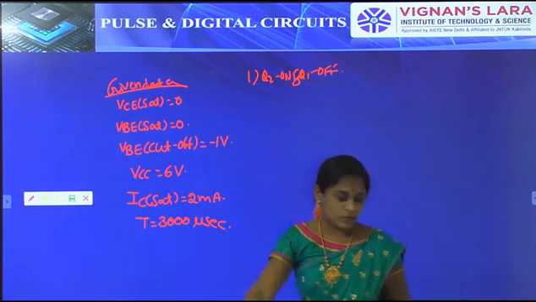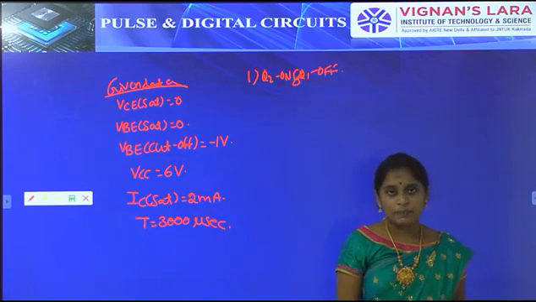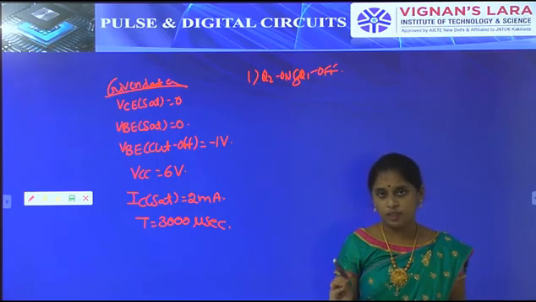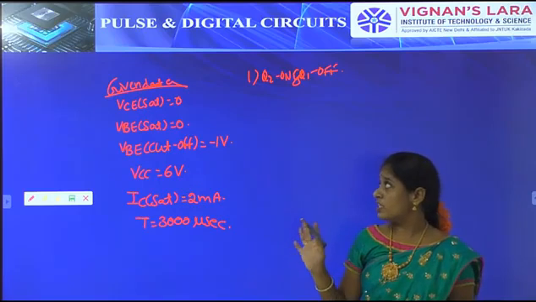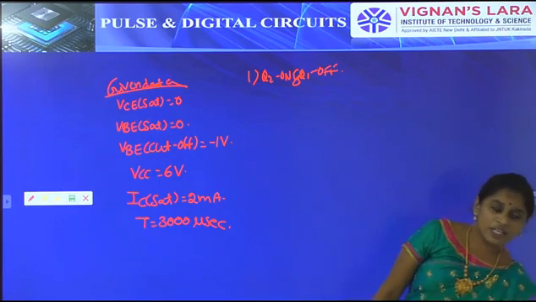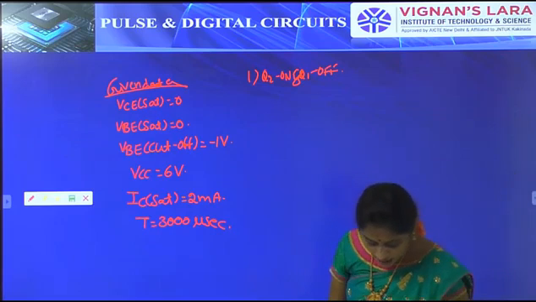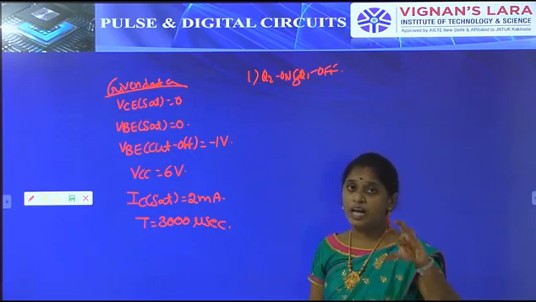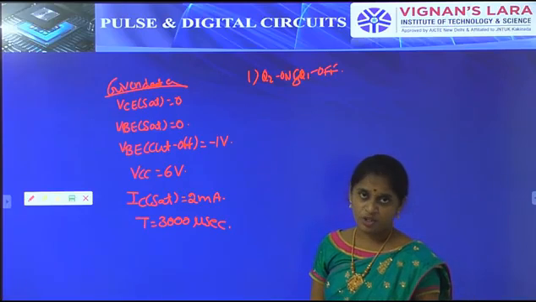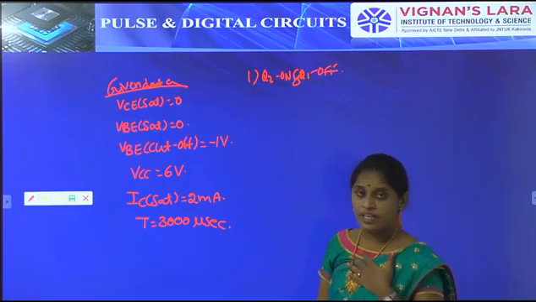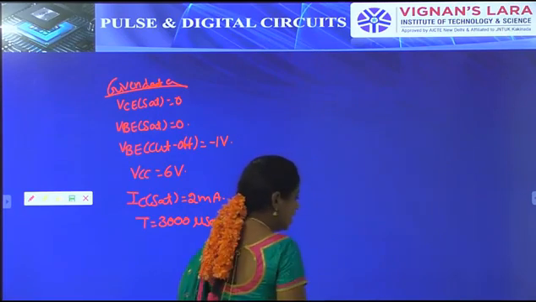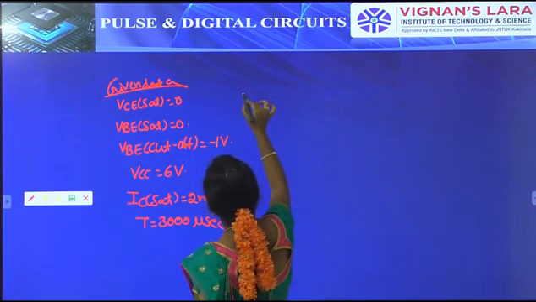So that is the first assumption. After that, what is the IB2? As we know, IB2 is equal to 1.5 into IB minimum, where IB minimum is equal to IC sat by HFE. The third assumption will be RC1 is equal to RC2, which is equal to RC, and the fourth one is R1 is equal to R2, that is R dash. So these are our assumptions. From that, first we have to find RC2. That is the design procedure.